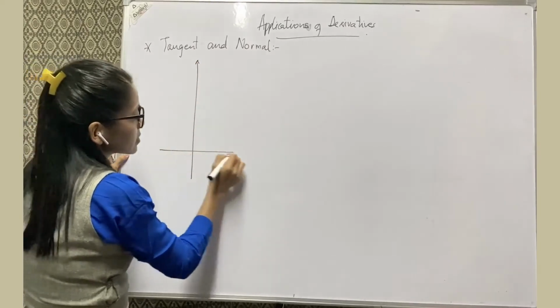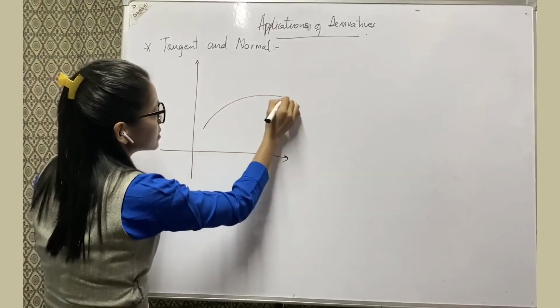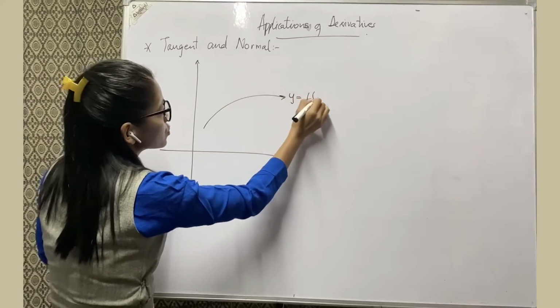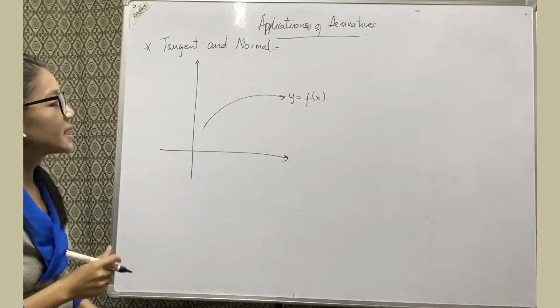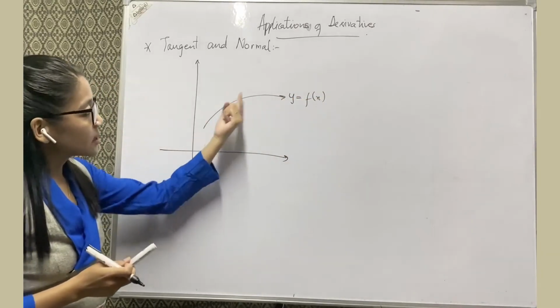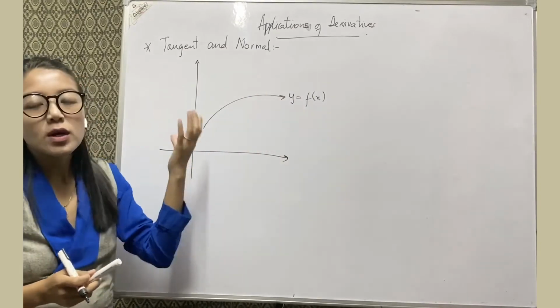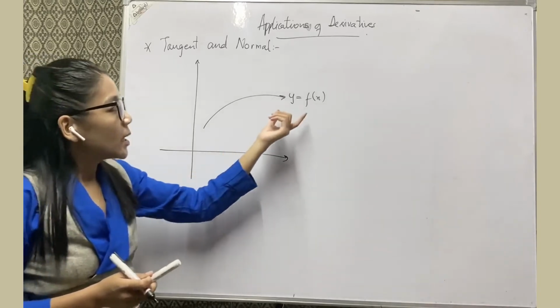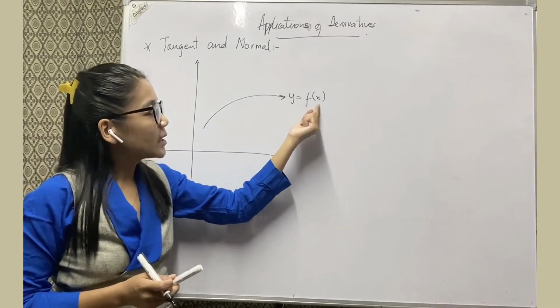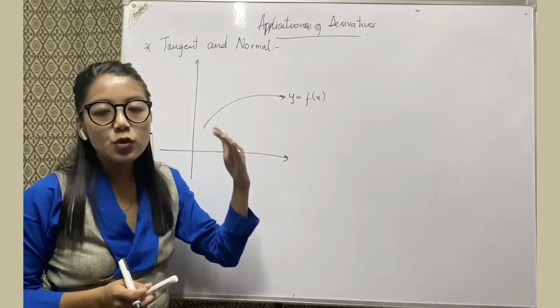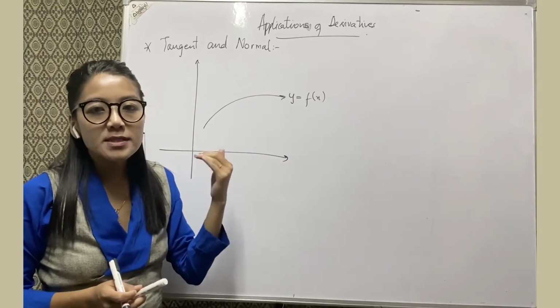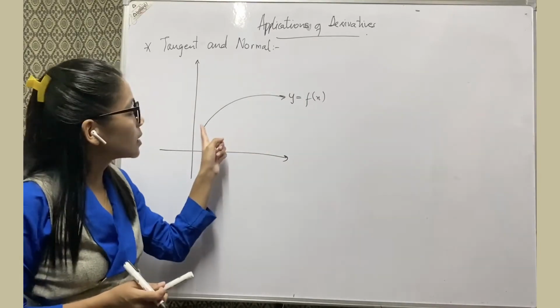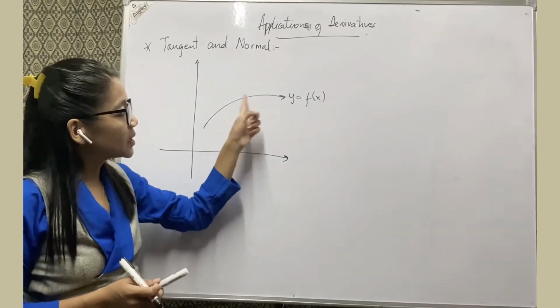Let me take a curve y equals f of x, right? Now on this curve y equals f(x), y is a function in terms of x. Whenever you have any function in terms of x, every such function will represent a certain curve. So let y equals f(x) be this curve.